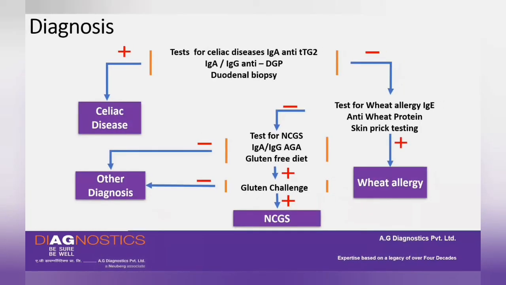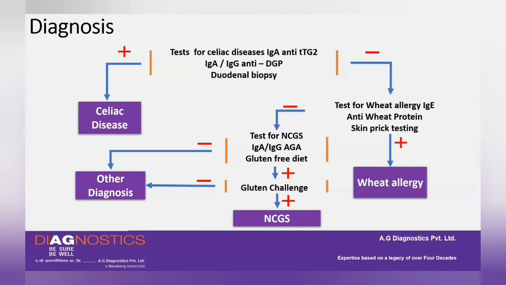So, like I said, in these suspected patients, first you test for celiac disease, IgA and anti-tTG. If the patient has celiac disease, that is one group. If not, then, like I said, you test for wheat allergy, either with IgE testing or skin prick testing, and then classify the patient as wheat allergy. If both of these are not the case, then you have to do an anti-gliadin antibody test. In addition, put the patient on a gluten-free diet.